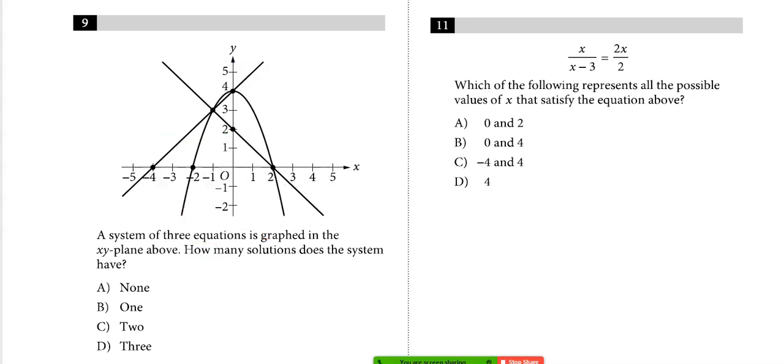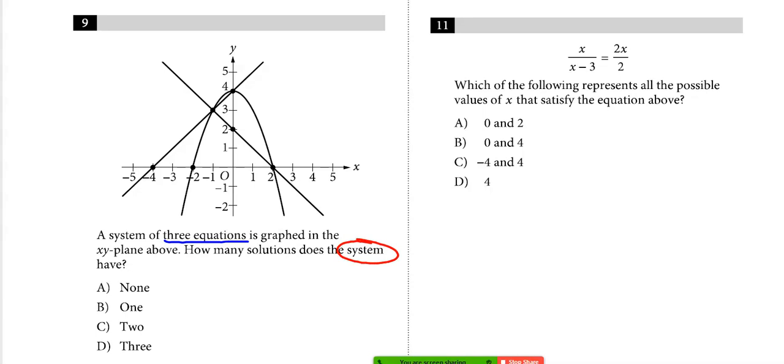This problem looks tough, but it's really not too bad. It says you have a system of 3 equations. So that's not very common. Normally you have a system of 2 equations, 2 lines. But this time we have 3. And it says, how many solutions does this system have? So if you solve the entire system, that means it's got to work for all 3.